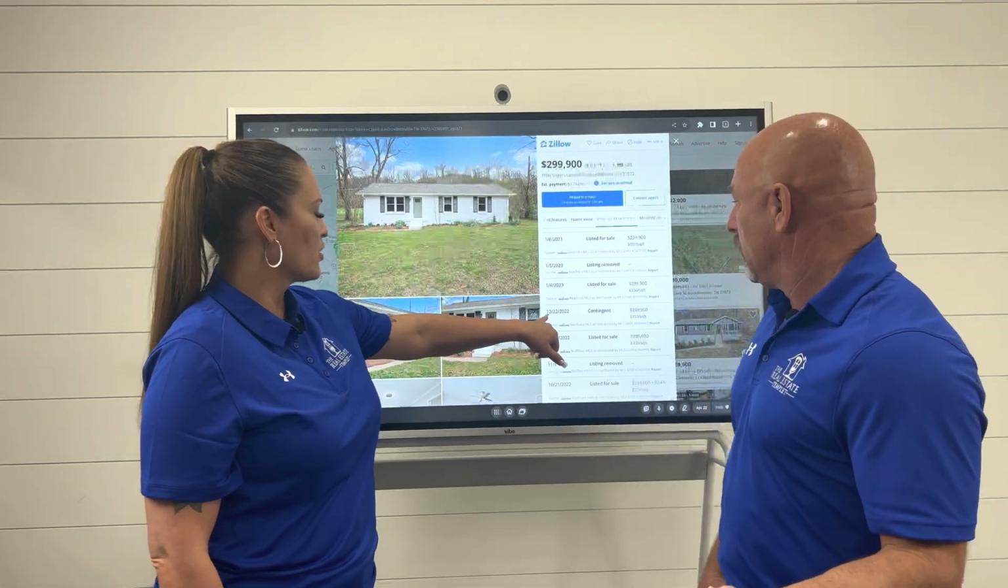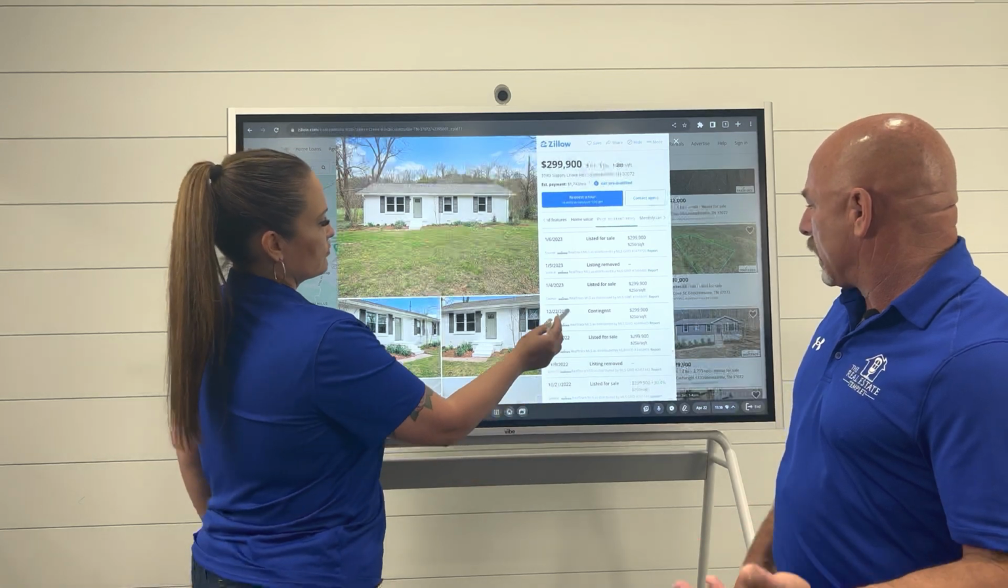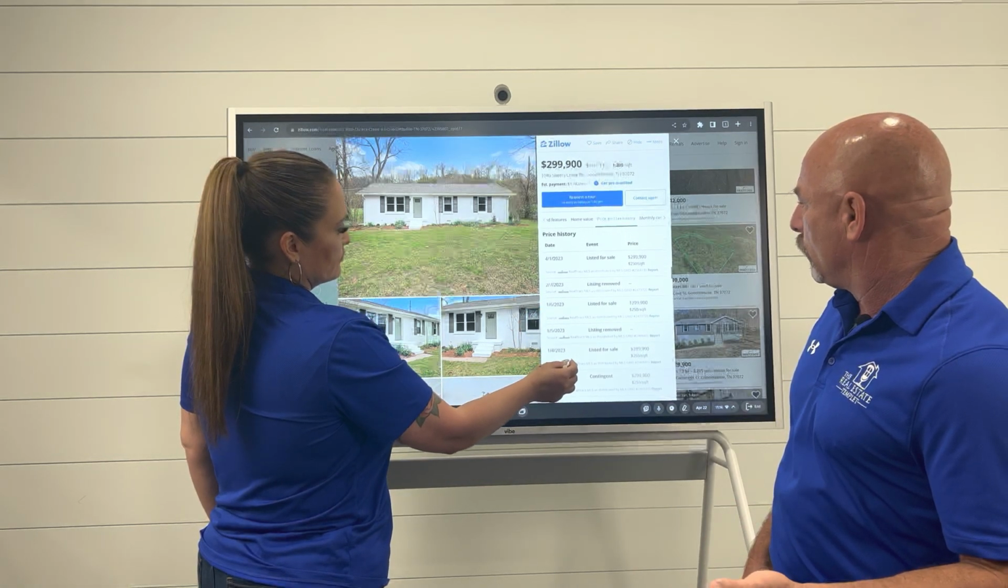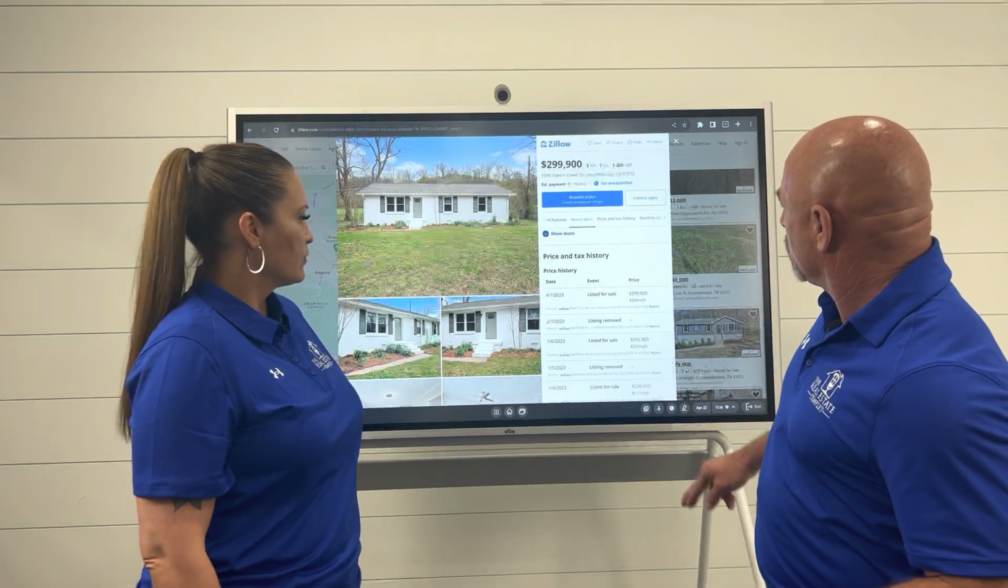It went under contract last December. So it went under contract in December, and then they backed out of the contract or lost the contract for some reason. Removed. So what does Zillow say we can get for rent on this?